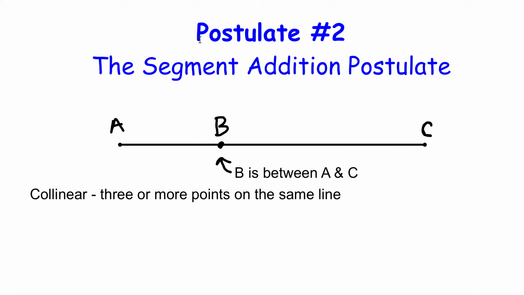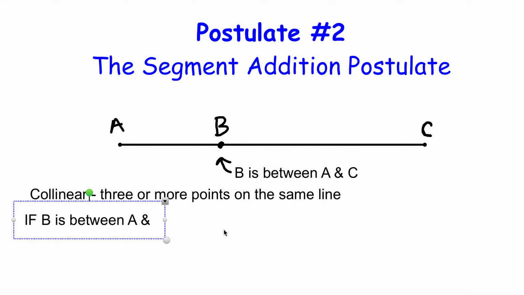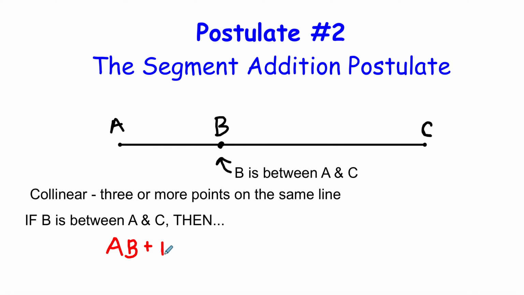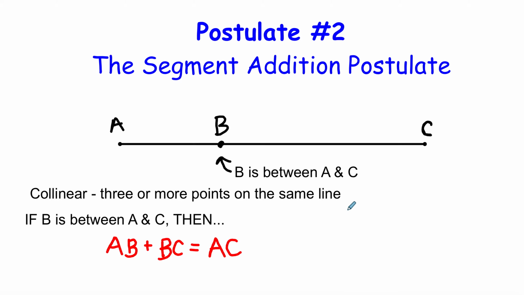But we can also do some math with this. So then we say the segment addition postulate says this: if B is between A and C, then AB plus BC equals AC. And let's take a second and really examine what all of this means.